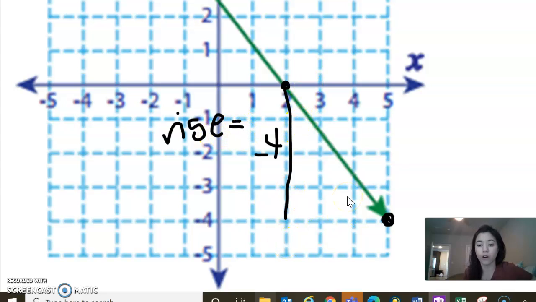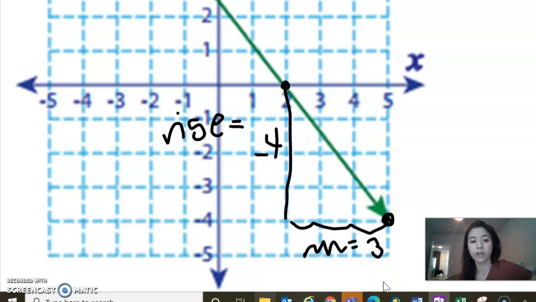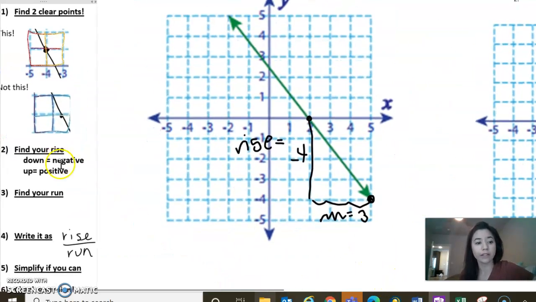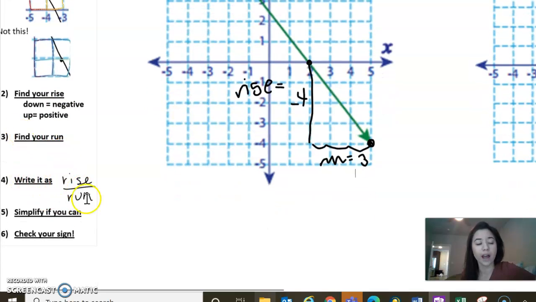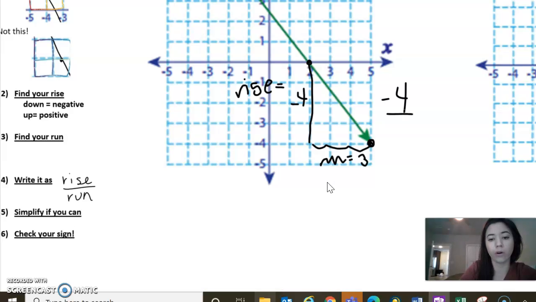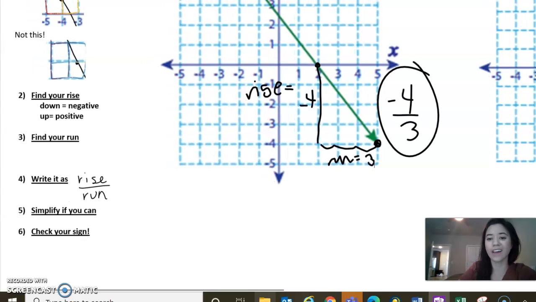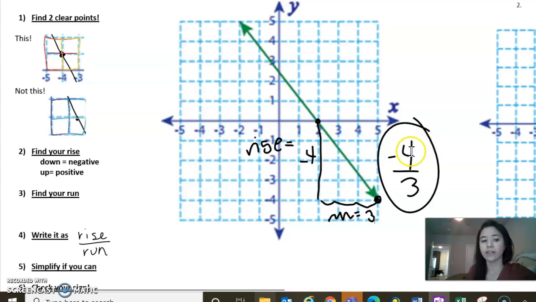Now I'm going to find how far I run. So now I'll move to the left or the right until I get to my point. I have to move to the right. 1, 2, 3. So that means my run equals 3. And now when we write this, we write it as rise over run. So I'm going to write this as rise, -4, over run, which was 3. And that's my final answer. I can't simplify that.